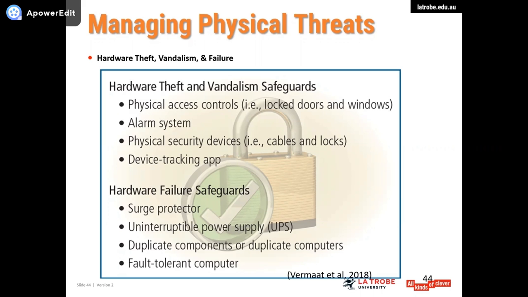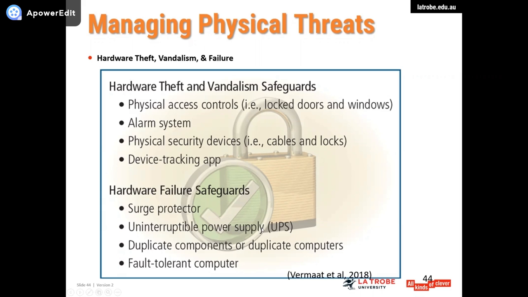And our hardware may also fail due to many reasons. For example, our computer may shut down due to a blackout. Then we can use a UPS to prevent this from happening. Or if one computer is down, we can have duplicated components or duplicated computers to keep things up and running. Or we can have a fault tolerant computer. This computer is very robust, but usually it's very expensive as well.